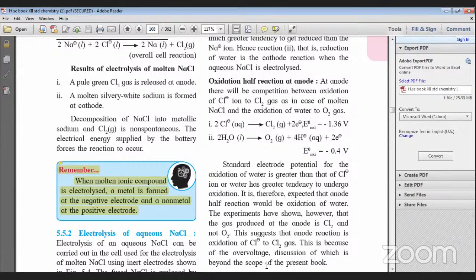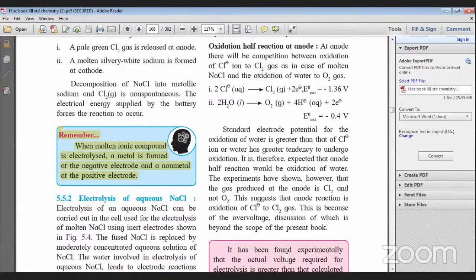So the exact reason is not given, so keep it in mind. This is a very important electrolysis of aqueous NaCl, because here we are getting a little different kind of product forming at both the electrodes than expected. At the anode, instead of getting oxygen, we are getting chlorine due to the high voltage issue over there in an electrode. But this is not given in the book.